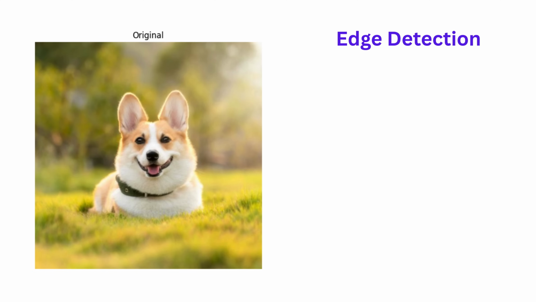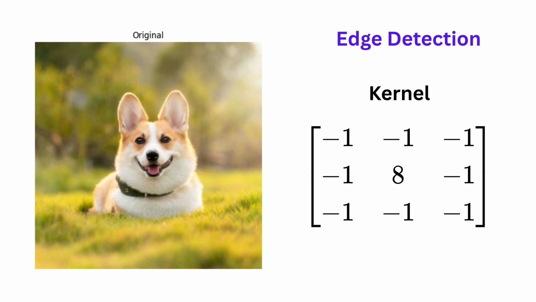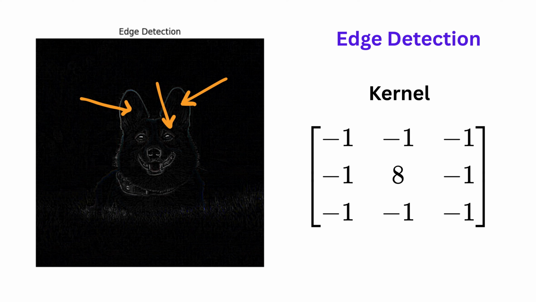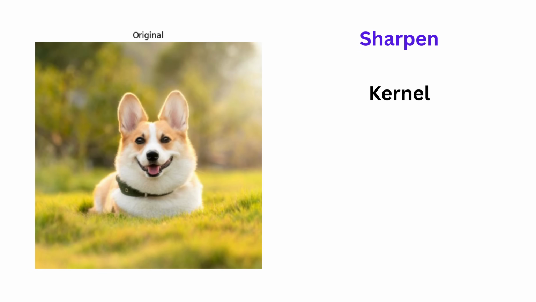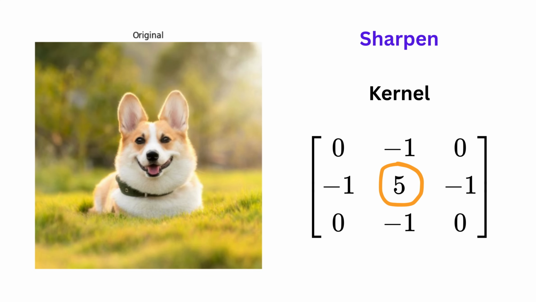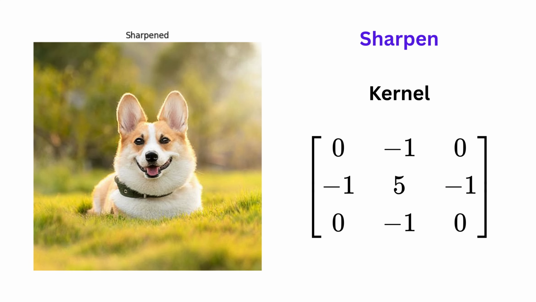Now, if we want to find the edges, we use a different kind of kernel, one that checks how different the center pixel is from its surroundings. One example looks like this: all outer values are minus 1, and the center is 8. When you apply this kernel, it highlights areas where there's a sudden change, like a white pixel suddenly turning black, which means an edge. Lastly, if we want to sharpen the image, we use a kernel that gives more weight to the center pixel and subtracts some of the influence of the neighboring pixels. This makes the contrast stronger and the image looks more bold.